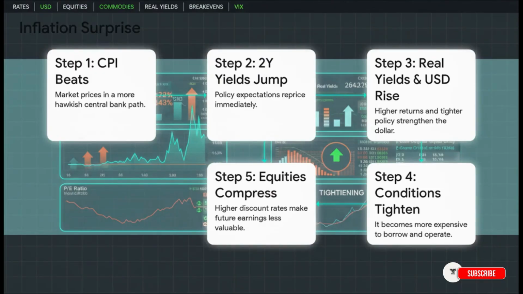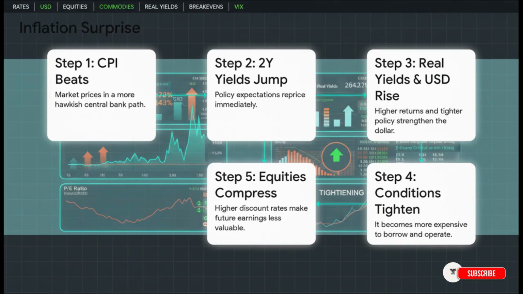Okay, let's walk through a real-world example, step by step. Imagine an inflation report comes in way hotter than anyone expected. Boom. Step 1, the market immediately prices in a more aggressive central bank. That causes short-term, 2-year yields to jump. This in turn pushes up real yields and strengthens the US dollar.